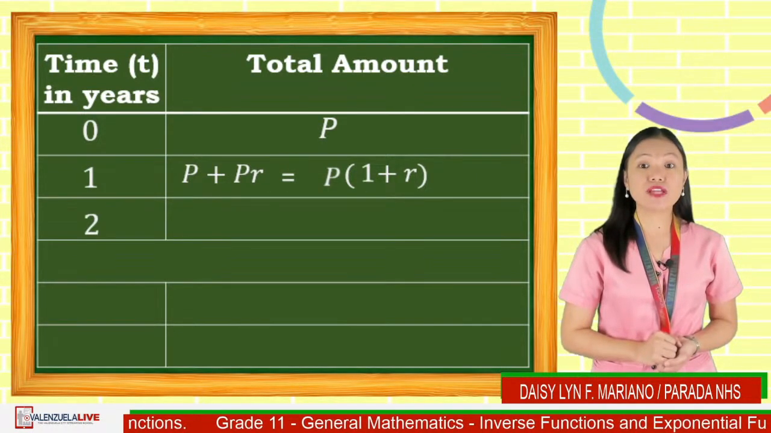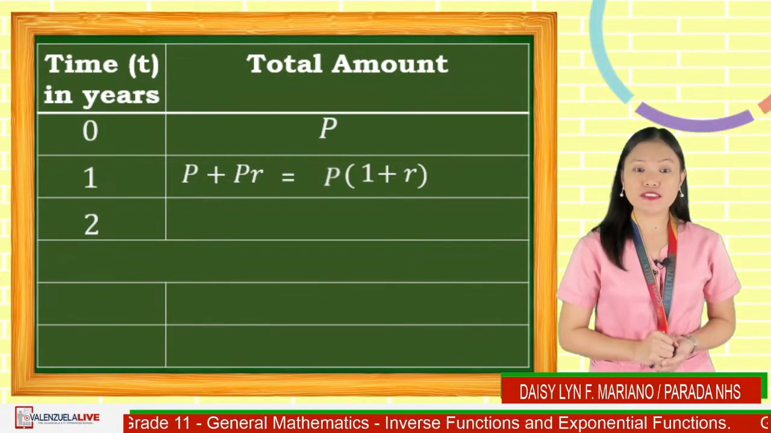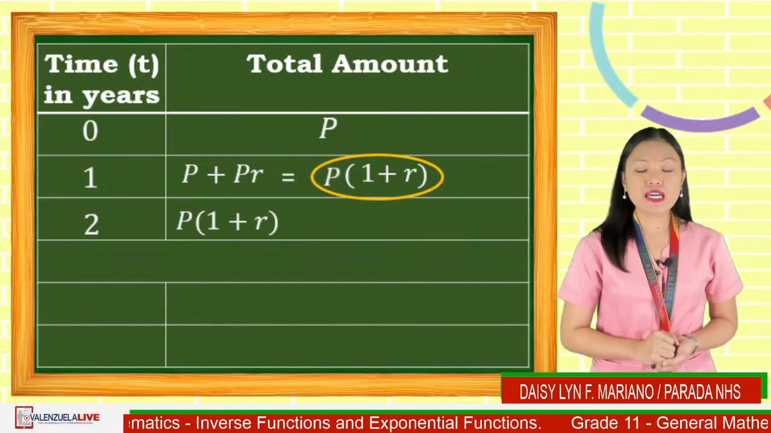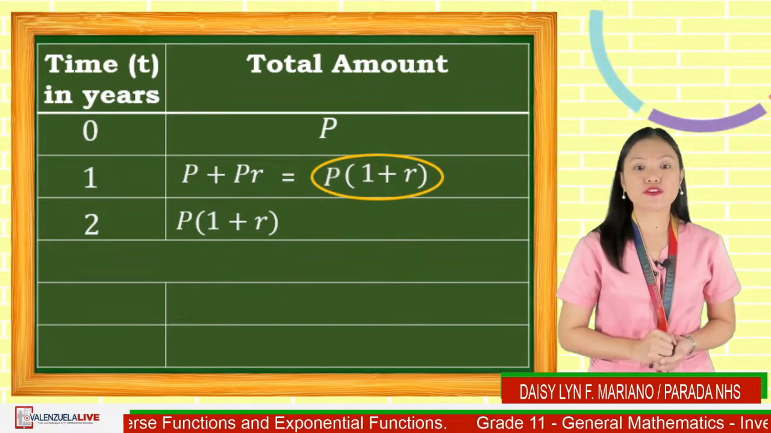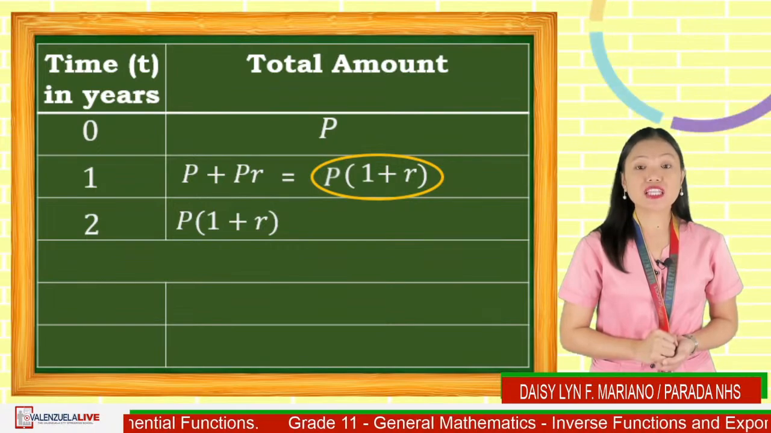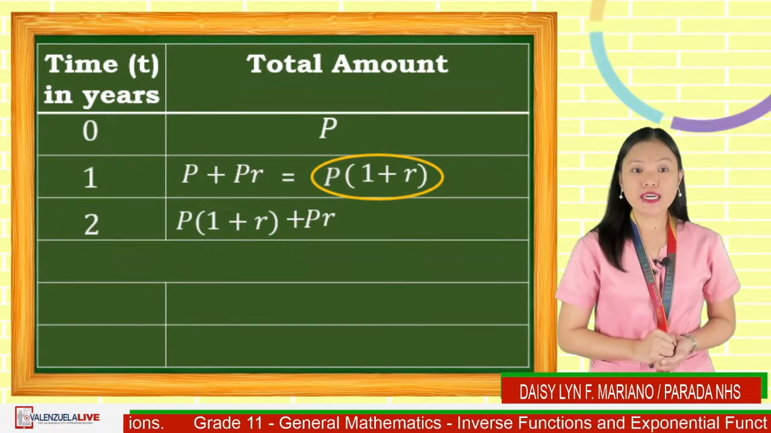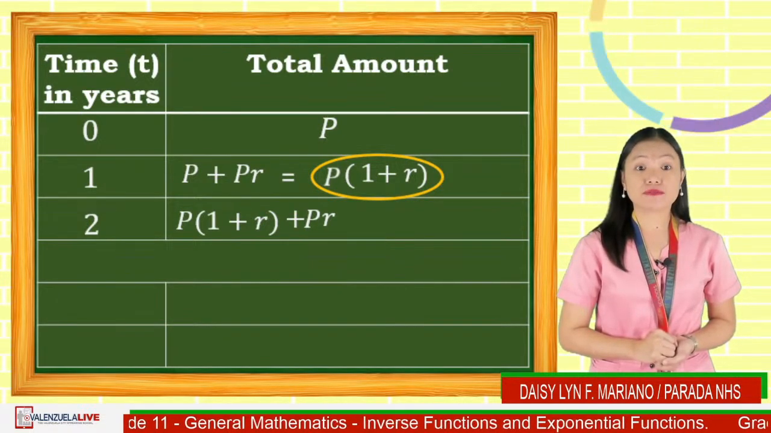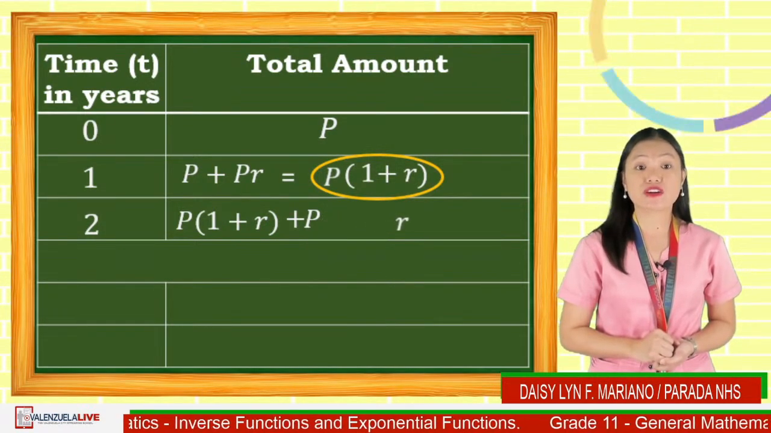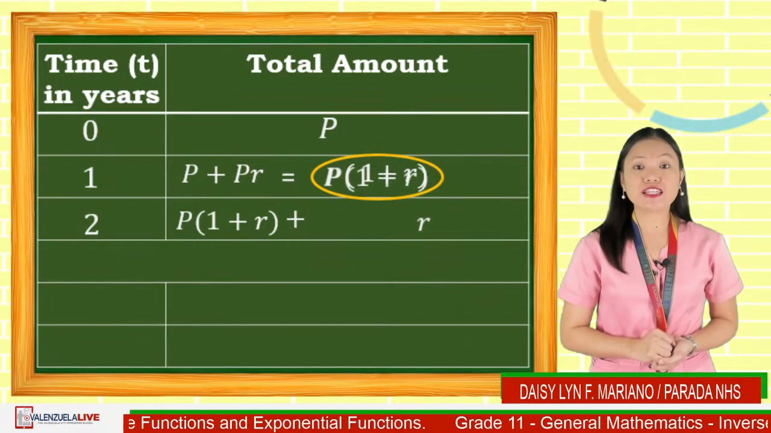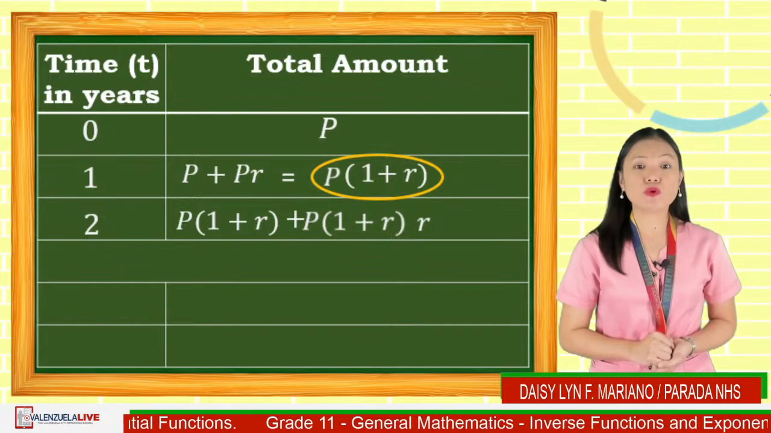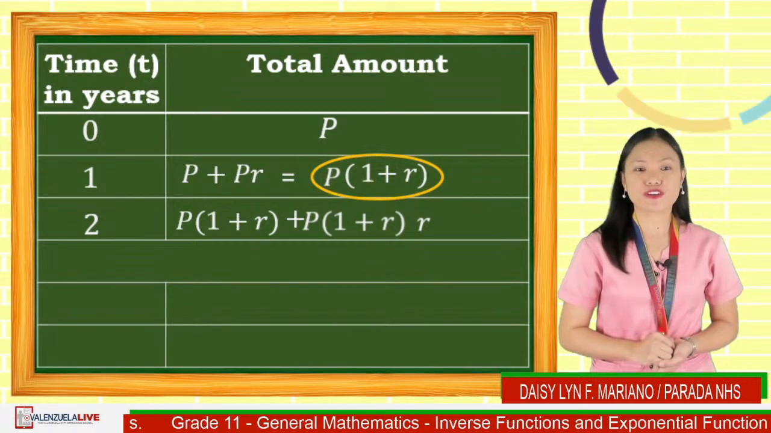After another year, so the time now is 2. Since the problem is compounded, the total amount in the previous year became the principal for the current year. That is, P times quantity 1 plus r is the new principal for this year. To get the total amount for this year, we add the principal times rate to P times the quantity 1 plus r. So we have P times the quantity 1 plus r plus Pr. But the principal that we are referring to for this year is the total amount of the previous year. So, we rename P as P times the quantity 1 plus r. So, we have P times quantity 1 plus r plus P times quantity 1 plus r times r as the total amount for this year.